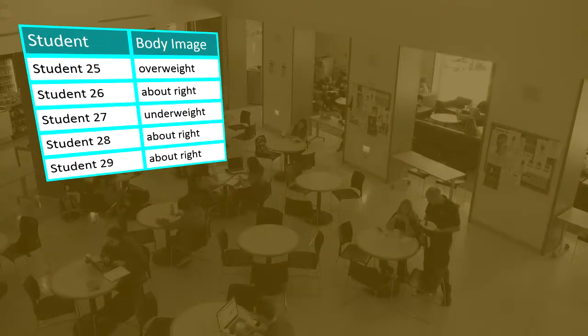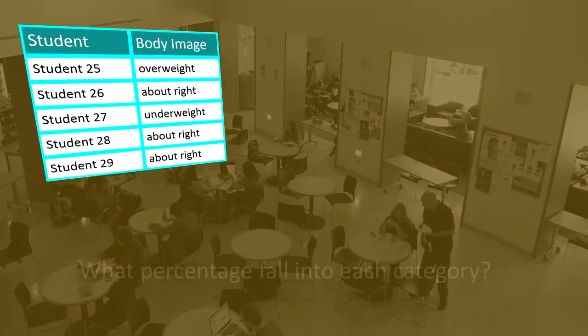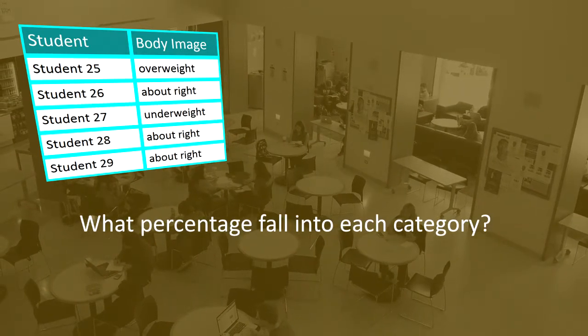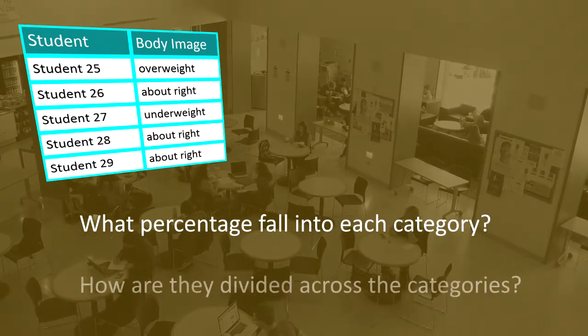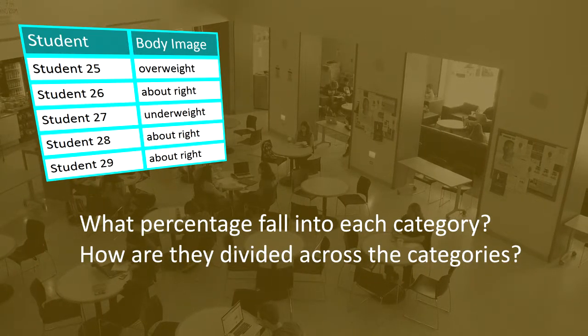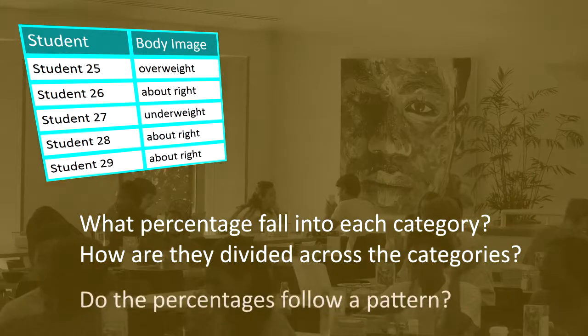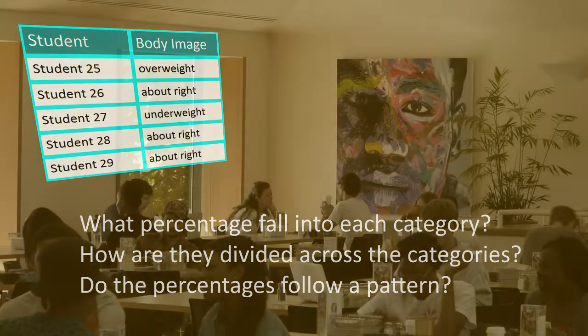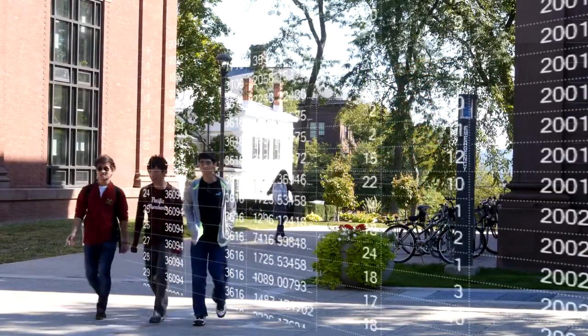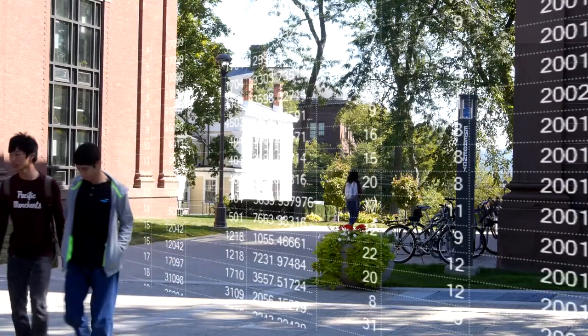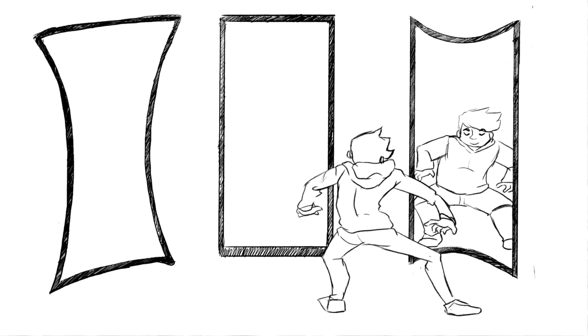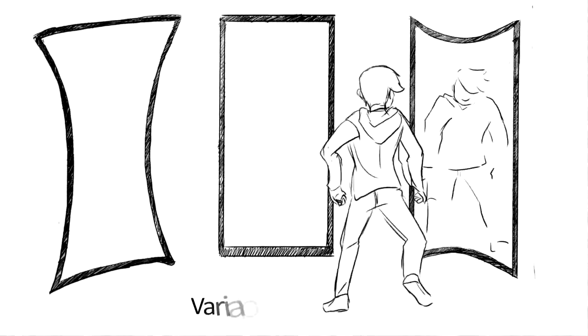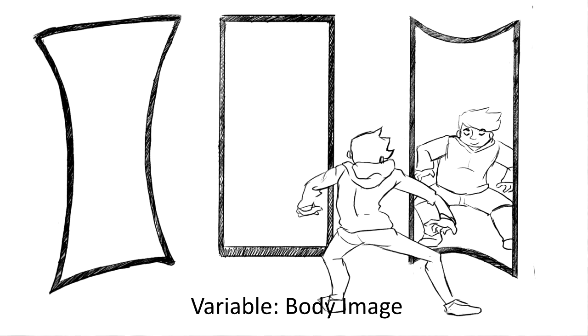Information that would be interesting to get from this data includes what percentage of the sample students fall into each category, or how are students divided across the 3 body type image categories. Are they equally divided? If not, do the percentages follow some kind of pattern? There's no way that we can answer these questions by looking at the raw data, which are in the form of a long list of 1,200 responses. That's just not very useful. However, all these questions will be easily answered once we summarize and look at the frequency distribution of the variable body image. That is, once we summarize how often each of the categories occurs.